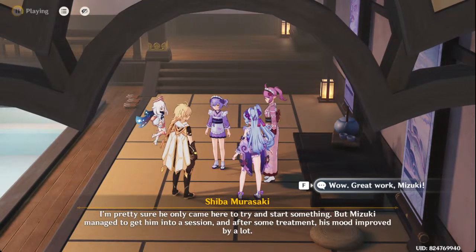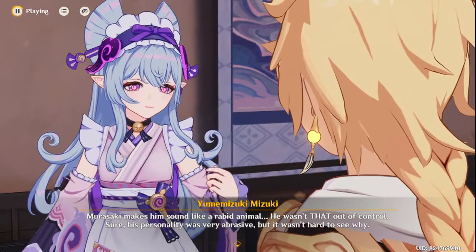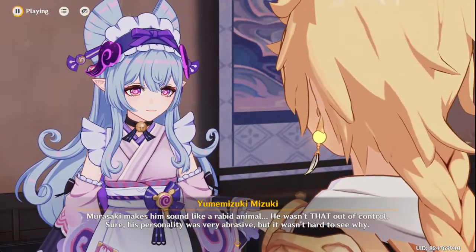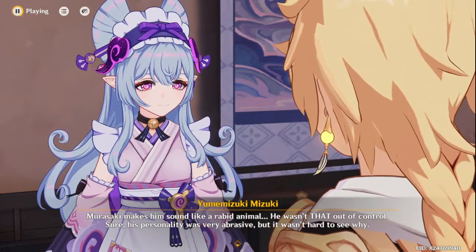Murasaki makes him sound like a rabid animal. Okay. He wasn't that out of control. Sure, his personality was very abrasive, but it wasn't hard to see why.